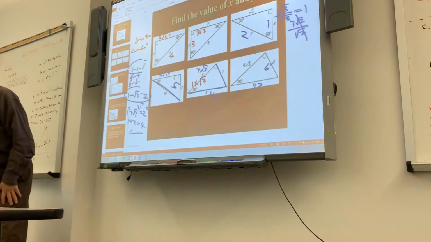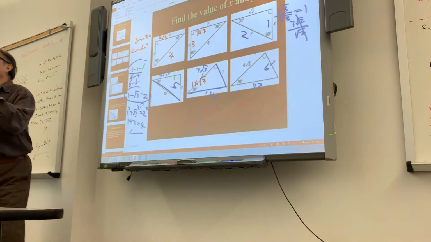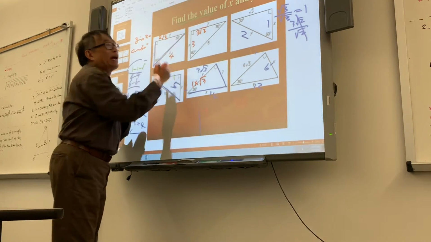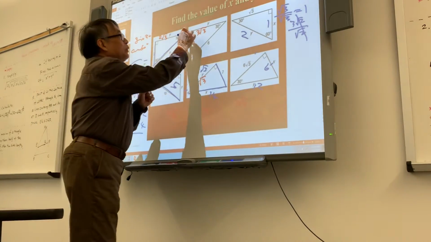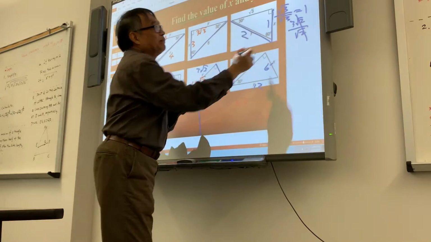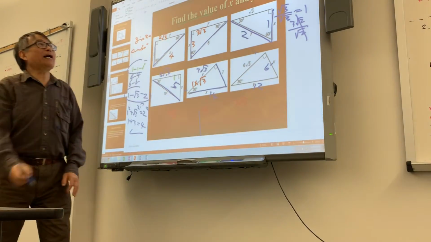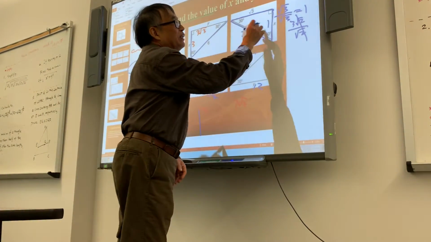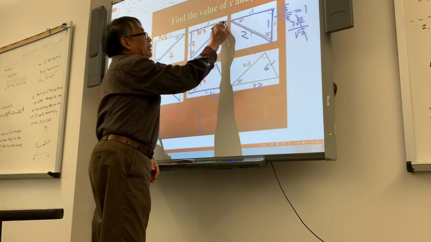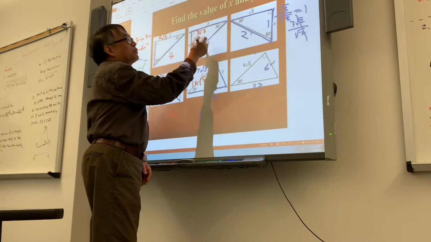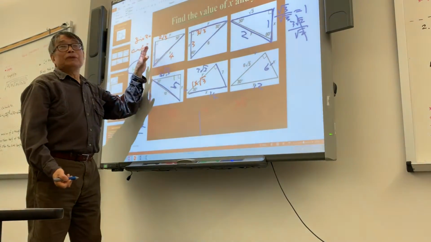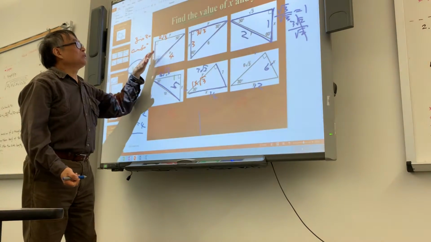Do you understand me now, please? Any shorter leg is half of the hypotenuse. But the longer leg is square root of 3 times the shorter. Y is 3 square root of 3 over 3. And 2 square root of 3 over 2. So 2 square root of 3 over 2 is square root of 3.